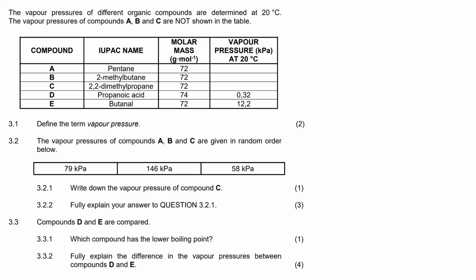The vapor pressures of different organic compounds have been determined at 20 degrees. The vapor pressures of compounds A, B, and C are not shown in the table. Okay. First question, define the term vapor pressure.